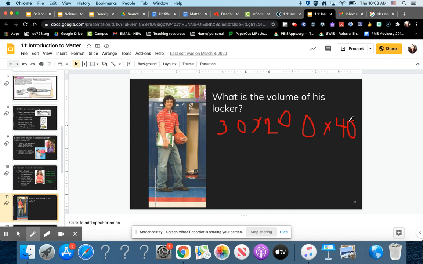All right. And when I multiply that out using my calculator, I do 30 times 200 times 40, and I get 240,000. And this is measured in centimeters, so it's centimeters to the third power because we're multiplying three numbers, or centimeters cubed. All right.